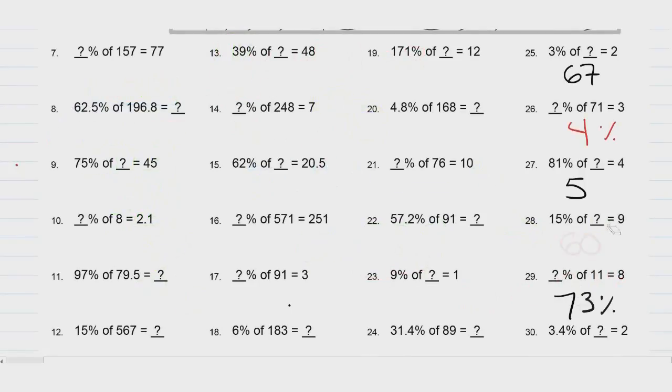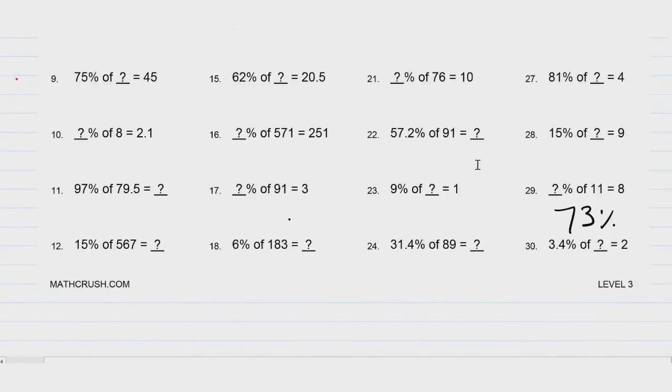Can erase these really quick. And we are on the last problem. 3.4% of a number equals 2. We are going to change the percent to a decimal. 1, 2. 2 spaces to the left. Always, always 2. Put a 0 in the empty space.